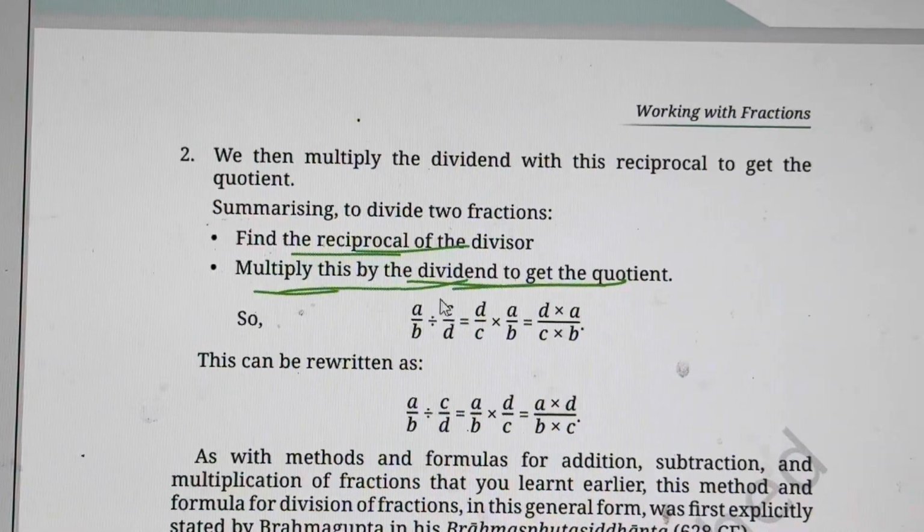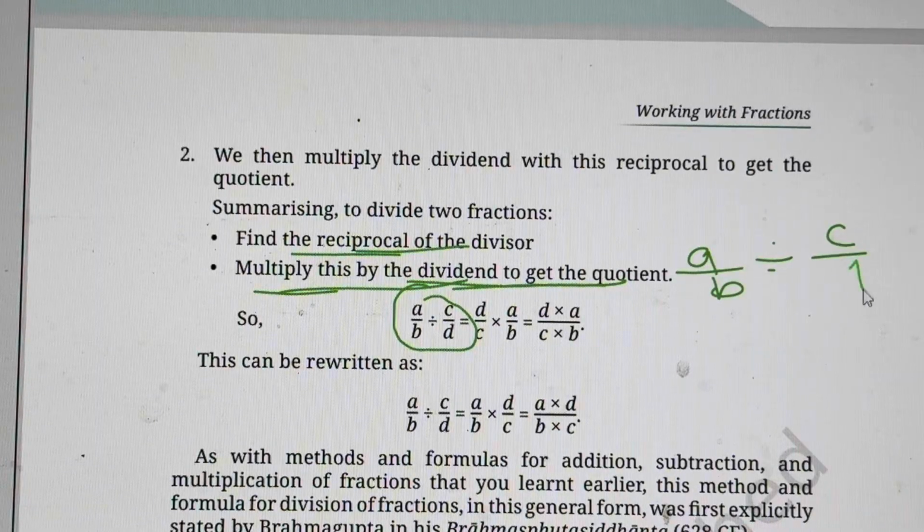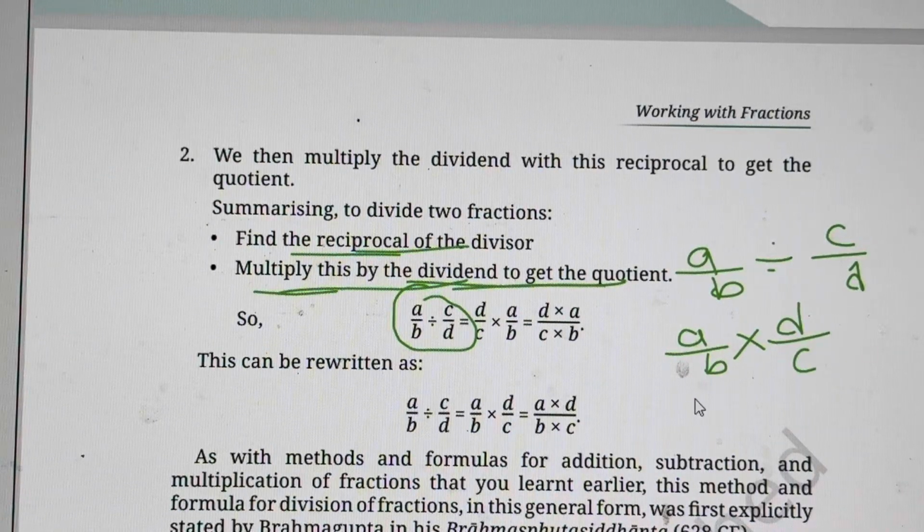So here, suppose we are dividing A upon B divided by C upon D. What do we do? We take C upon D and write its reciprocal. What is the reciprocal of C upon D? It will be D upon C. Right? And then we multiply and we get AD upon BC. That's our answer. Here it is written with the multiplication sign.